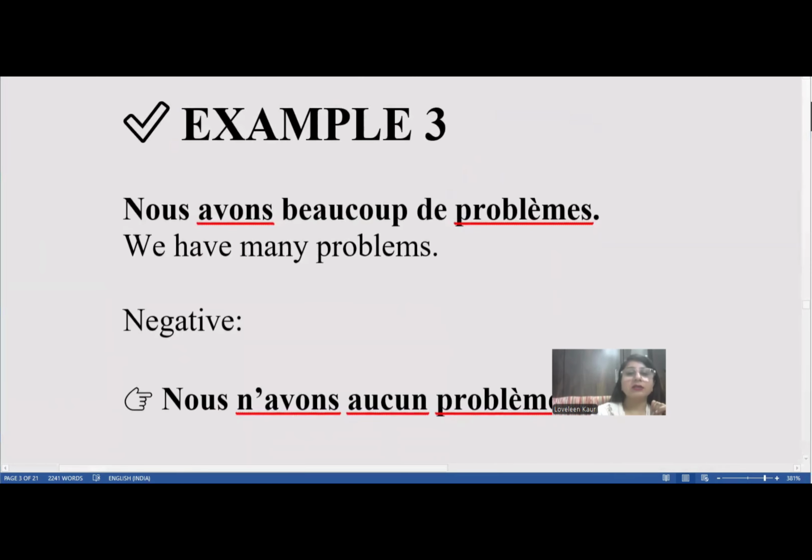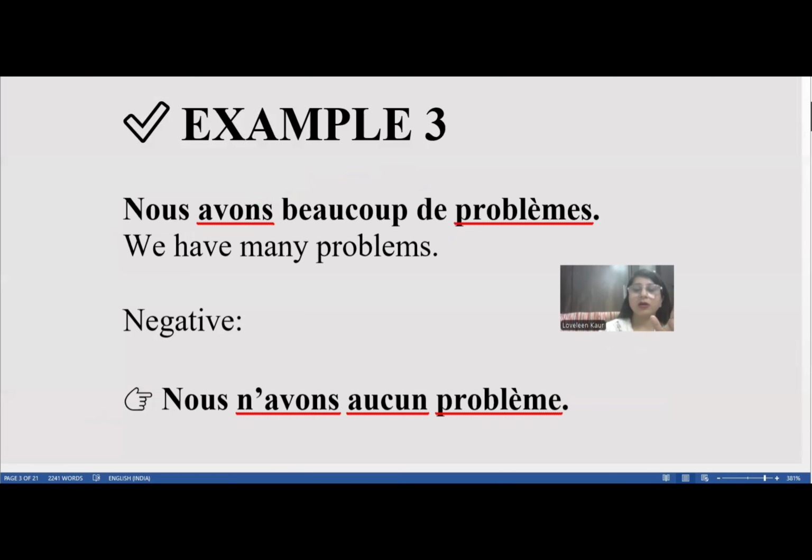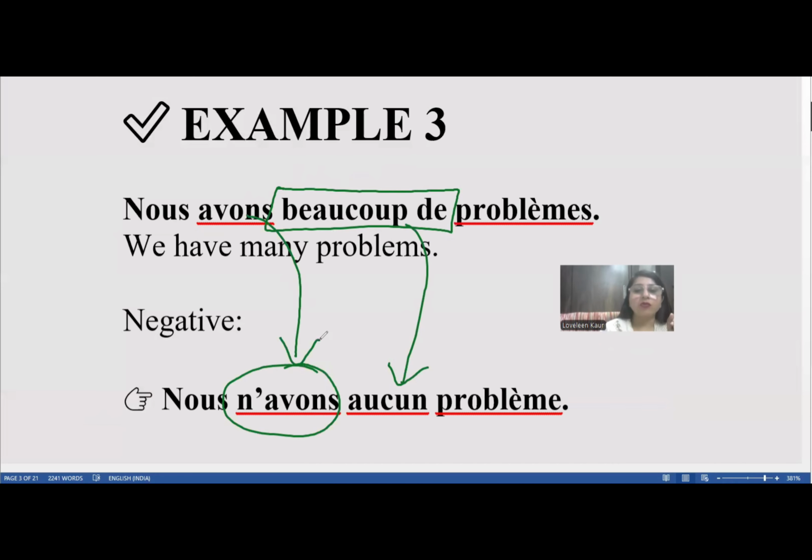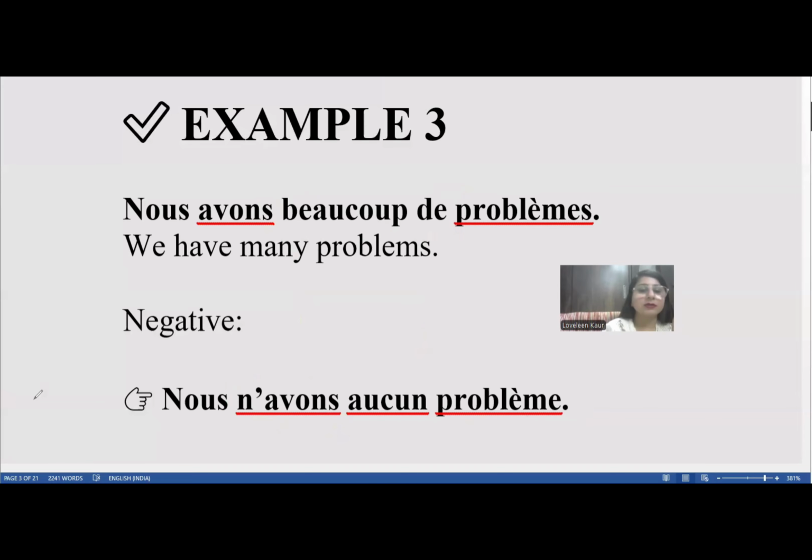Now, for example, if I say nous avons beaucoup de problèmes, we have many problems, a lot of problems. But if you want to say we don't have any problem, of course we use a singular version. We don't say we don't have any problems. We say we don't have any problem. So when you make this sentence negative, beaucoup de will change to aucun. It will be nous n'avons, right? This avons, that is have, we put an apostrophe because it's starting with a vowel. So, nous n'avons aucun problème. We don't have any problem, right? Like this.